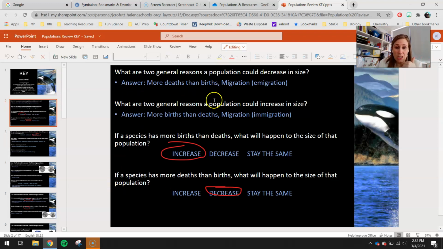On the other hand, for increasing, same kind of thing: more births and migration. Everything's looking good in that environment, so animals are moving in. Okay, so those two things are the reason why you might see a population increase. If a species has more births than deaths, what will happen to the size of that population? It's going to increase. If you have more deaths than births, your population will decrease.